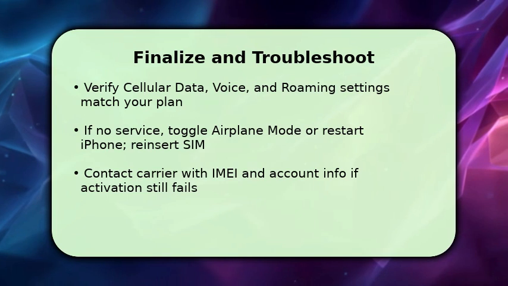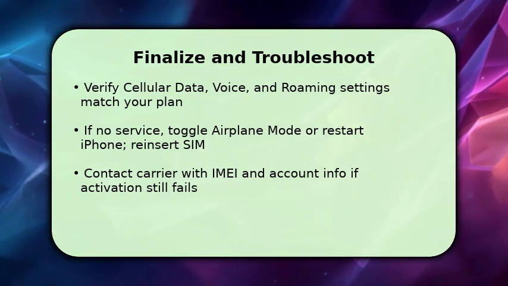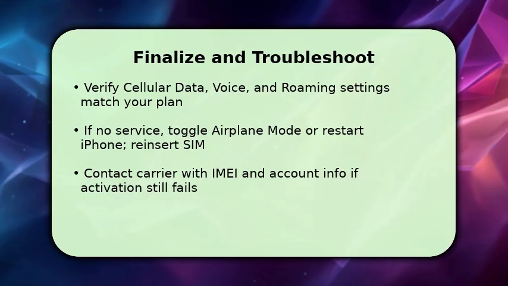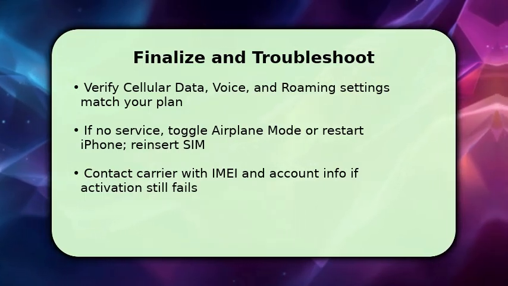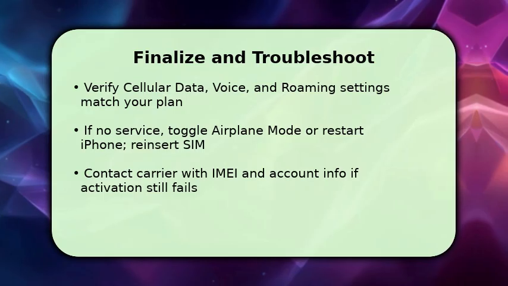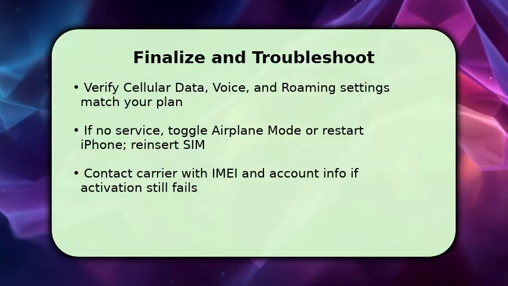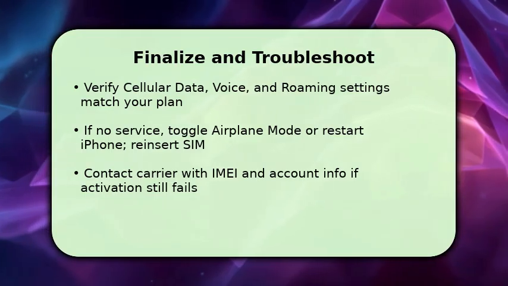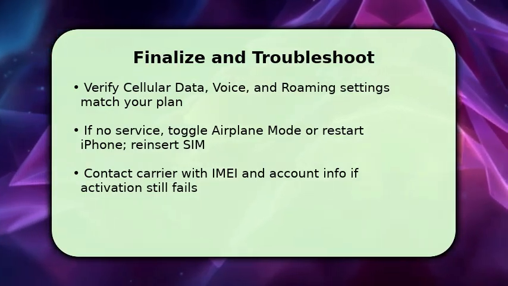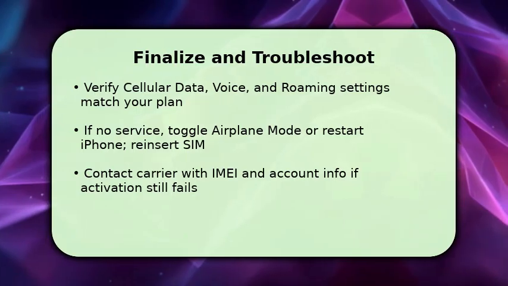You finish by verifying service. Check signal bars, cellular data options, and that the correct line is selected for calls and data. Once done, make a test call and open a web page to confirm connectivity. If service fails, toggle airplane mode off and on, restart the iPhone, or reinsert the SIM to force a refresh.